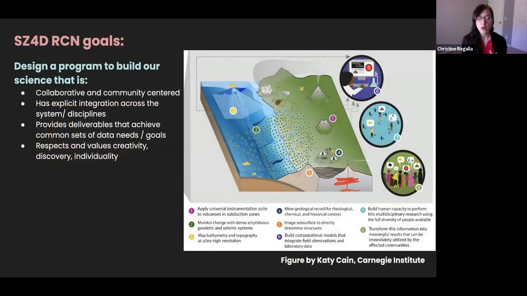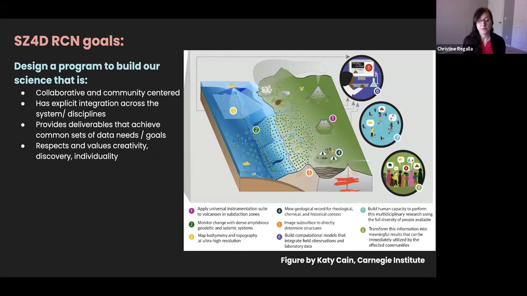And so what exactly are our goals? What does this SZ4D Research Coordination Network, RCN, need to do? Well, in summary, we need to design a program to build our science that is collaborative and community-centered and has explicit integration across the subduction system and across subdisciplines.